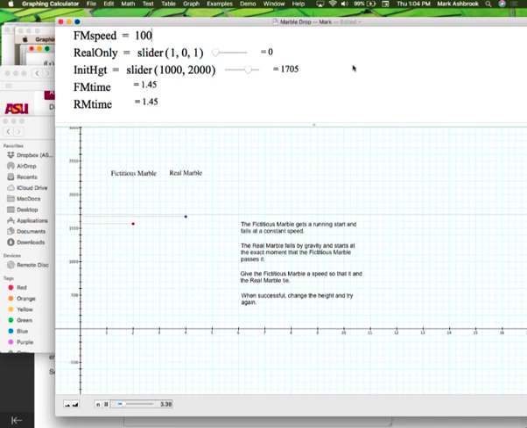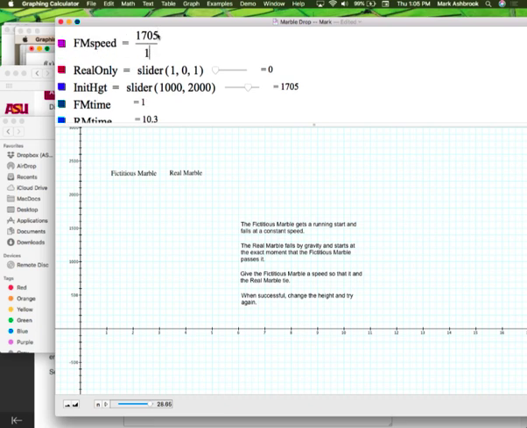Anyone got it? What do you think, Chelsea? Well, the real marble went 1705, whatever the unit is, in 10.3 seconds. Feet in seconds is feet per second, so that's just what the other one would have to go. So I just thought the speed would be 1705 divided by 10.3 to be exact. That's what you thought? All right, let's see if she got it.